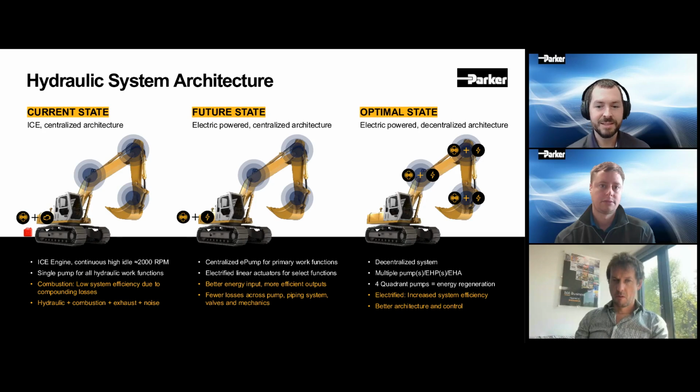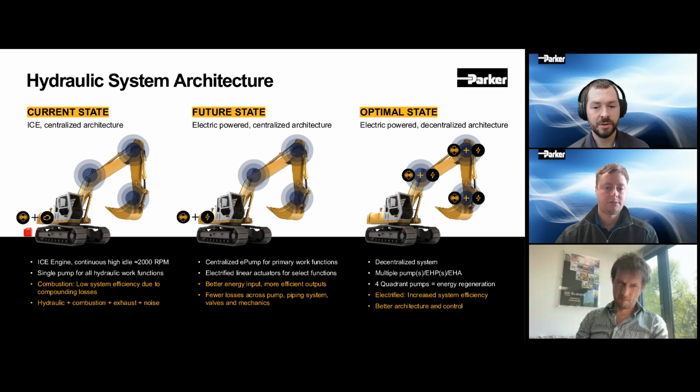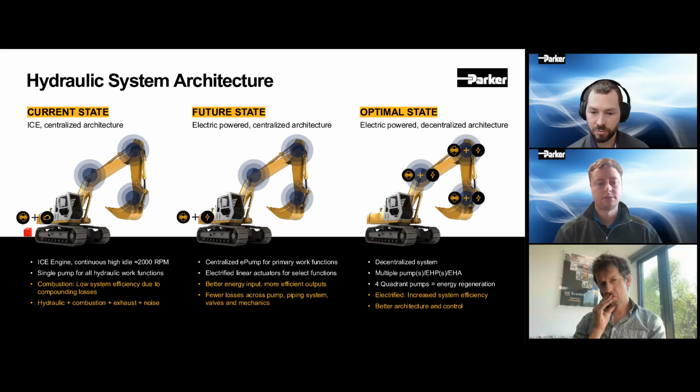You might see some linear actuators for select functions. The good thing with the e-pump system is that you're leveraging a lot of your legacy cylinders, hoses, and manifolds, but you do have fewer losses across your pump and piping due to some advanced controls that you can implement. And optimal state.